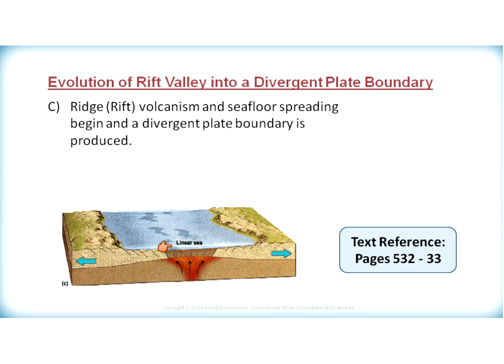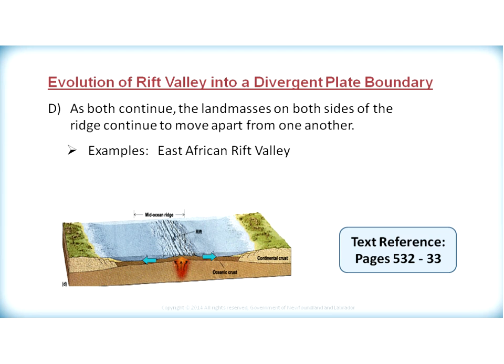And water moves in to form a sea in between the two land masses, which was previously one continental landmass. So one continental landmass splits to form two separate landmasses separated by a linear sea. And the final stage in the formation of a divergent boundary: as both continue, the land masses on both sides of the ridge continue to move apart from one another.